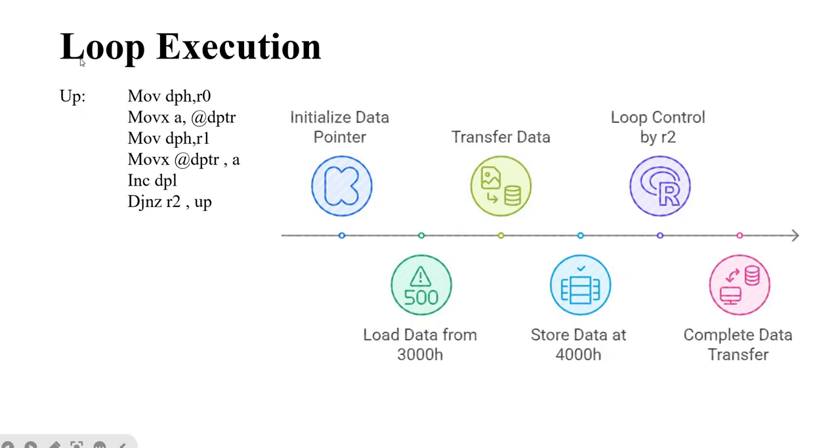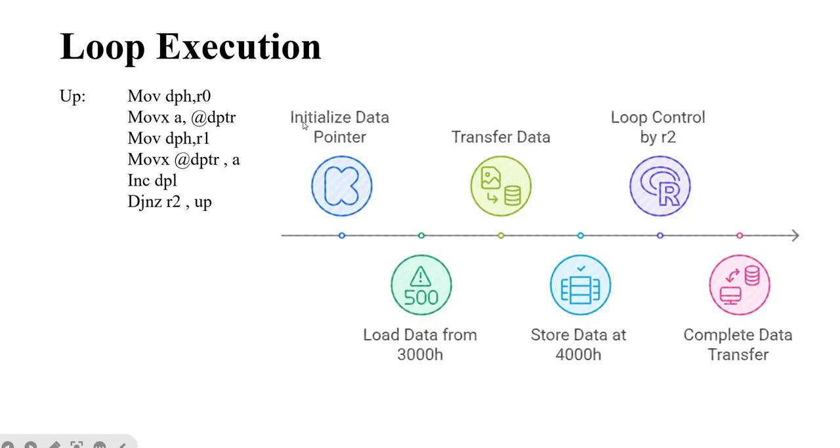Here we are using the label UP. This label UP will mark the beginning of the loop. The first instruction is MOV DPH, R0. What we are doing here is loading the higher byte of the data pointer with the value of R0, and this sets the data pointer to the source address 3000H. So here we are initializing the data pointer first.